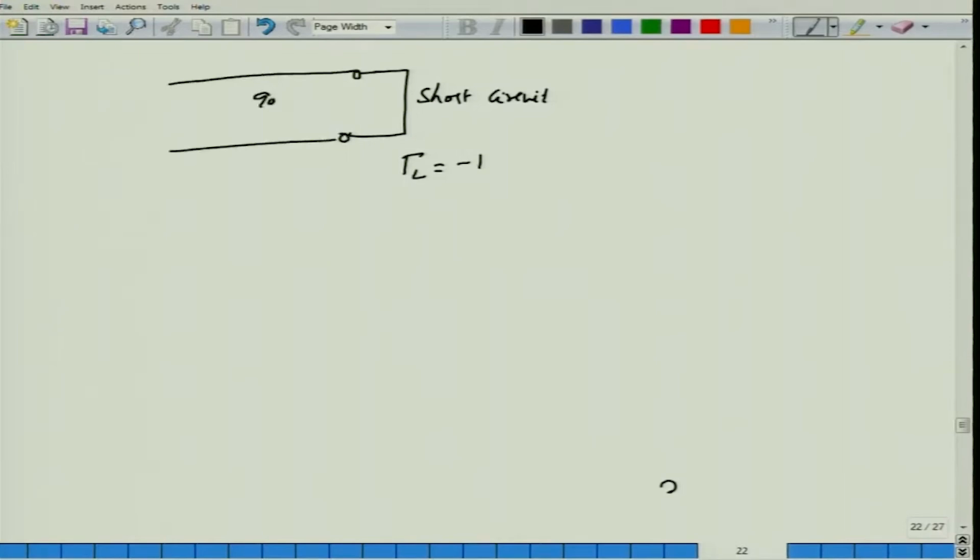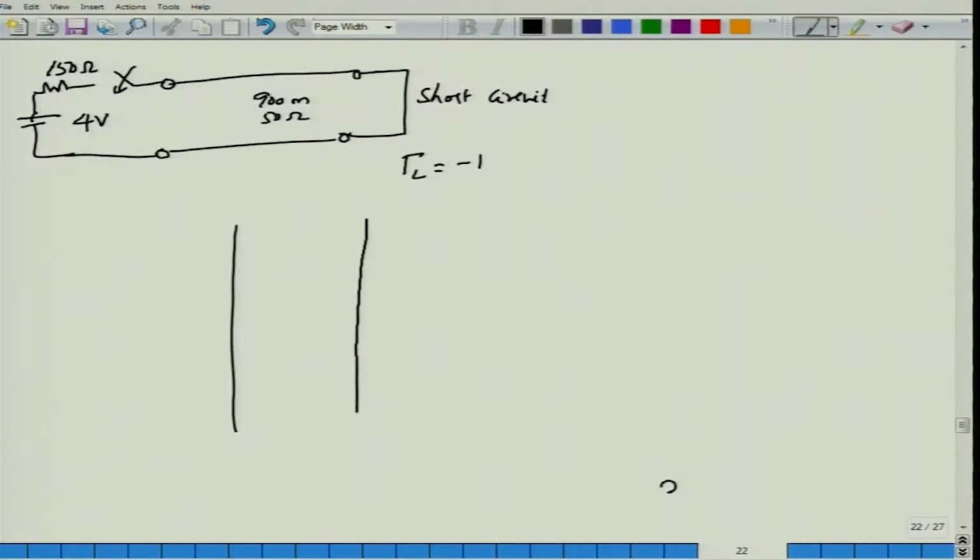So I still have a 900 meter 50 ohm characteristic impedance transmission line connected to a generator of 150 ohm impedance and a step voltage, or a battery voltage, of 4 volt. So I will not completely solve this one, I will just write down the lattice diagram. I hope you will be able to follow this.